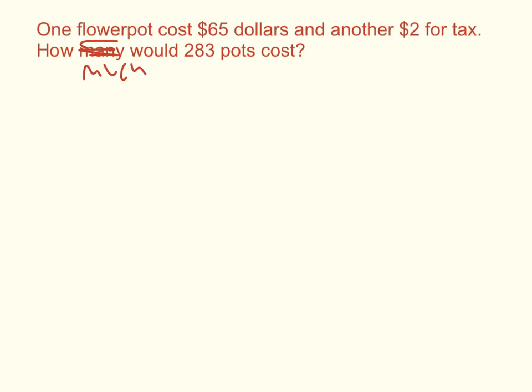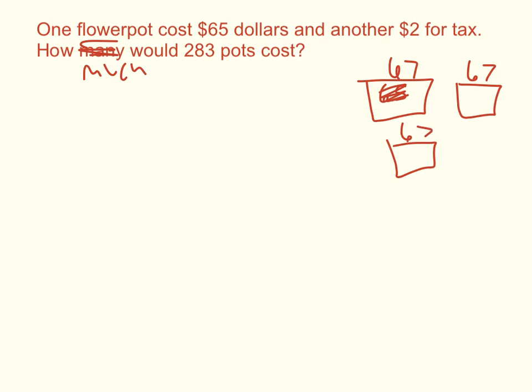Alright, so I know a flower pot costs $65 plus another $2 for tax, so they actually cost $67. So if I buy a second one, that'd be another $67. Another one, another $67. So I'm not going to draw 283 flower pots, so I'll just multiply that. So I'll do 283 times 67.